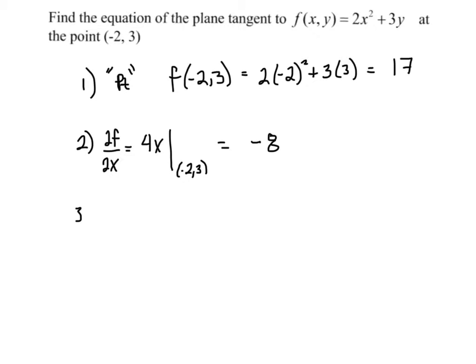Okay, 3rd step, we need the partial derivative of f with respect to y. Again, treating y as a variable and x as a constant, our derivative is just 3. We would evaluate that at -2 and 3, but of course, there's no place to plug anything in, so it'll just be 3.